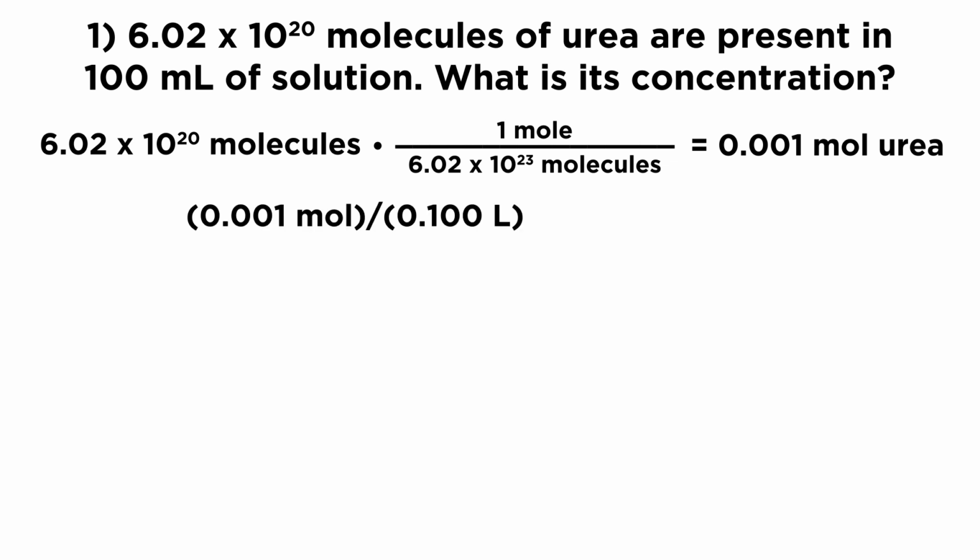And then all we have to do to get the concentration is take the moles of solute and divide by the volume of the solution. So 0.001 moles divided by 0.1 liters. Remember, we need moles per liter. That's the definition of molarity. And so we have a 0.01 molar solution. So that was a quick and easy one. We just needed moles per liter, and in order to get moles of solute, we had to use Avogadro's number to go from a number of molecules to a moles of solute.